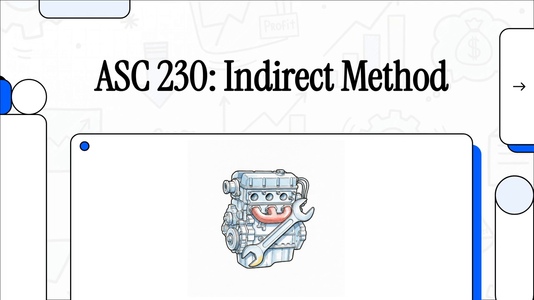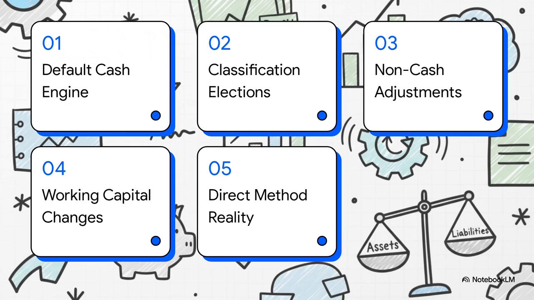We're going to look right under the hood of ASC 230 and reverse engineer our way from accrual-based net income to the true, unadulterated cash hiding inside. Here is how we're going to logically unpack all of this today. We'll start with the default cash engine, look at a few classification elections, walk through step 1 on non-cash adjustments, then step 2 on working capital, and finally wrap up with the direct method reality.